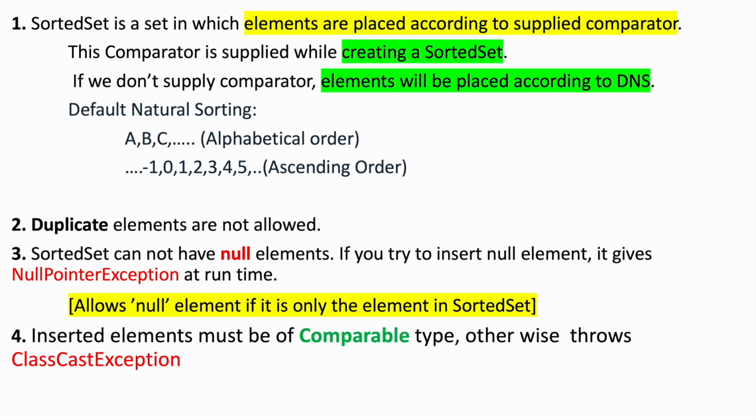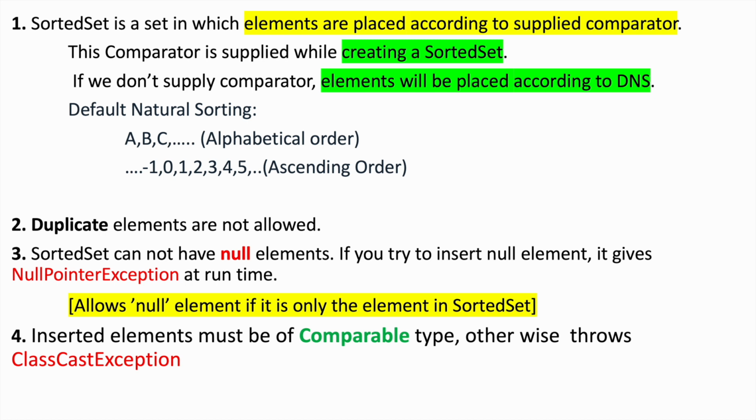When you insert elements into a sorted set, they should always be comparable. That is, it will allow only homogeneous data, only one type of data. Why? If you insert another type of object, when they are being compared, they cannot be cast from one class to another class. So it will allow only homogeneous data. If you insert another type of data, it will give a class cast exception.